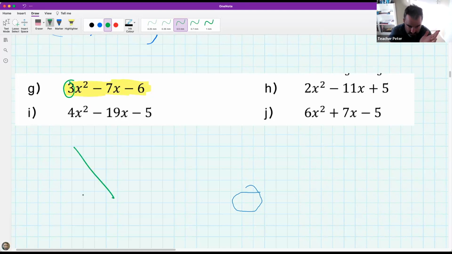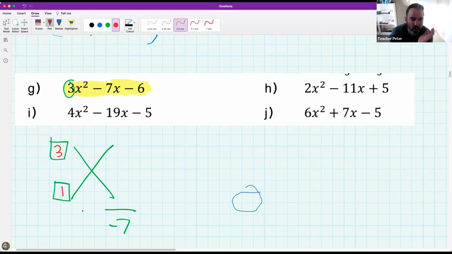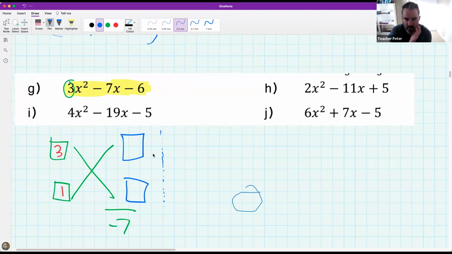But the good news is, if you think of this method, you're going to put a minus 7. Now, you're not going to put a 1 and a 1 there. But because 3 is a prime, you can only put 3 and 1 there. So now you have to make some decisions about the next bit. But I'm going to let you do that by yourself. And I want you to tell me when you're done factorizing G.